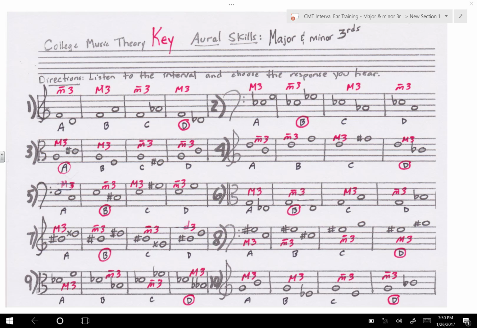So here is A for number 8. We have a G sharp down to an E. That's a major third, which will sound like mi, do. The next one will sound like sol, mi, or me, do for B. 8C is a minor third ascending, which will sound like do, me. And the correct response is a major third ascending, do, mi.